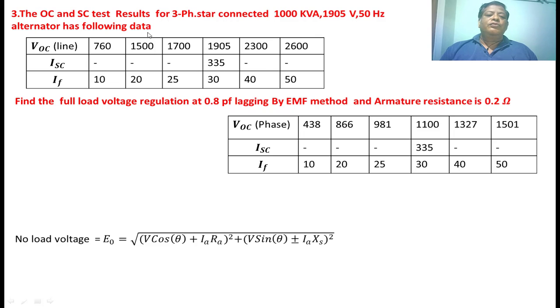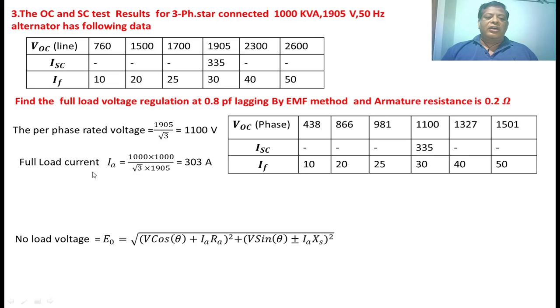So this is the voltage which is given in between the lines. First you have to find out the phase voltage by dividing by root 3. Each value is divided by root 3, so we are getting this one. The remaining table is the same. Per phase voltage: this is the rated voltage of the alternator, so to find the per phase voltage we divide by root 3. We are getting 1100 volts.